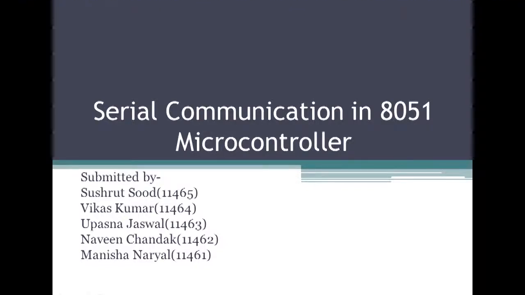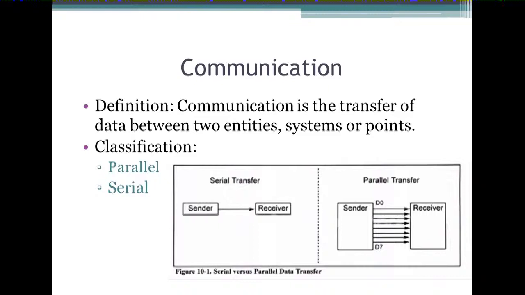Today I will discuss serial communication in 8051 microcontroller. But first we must discuss what communication is. Communication is the transfer of data between two entities, systems or points. Communication may be of two types: parallel, in which multiple bits are transferred simultaneously through multiple channels, and serial communication, which entails single bits being transferred through a single channel.